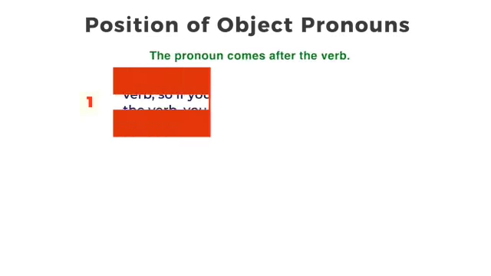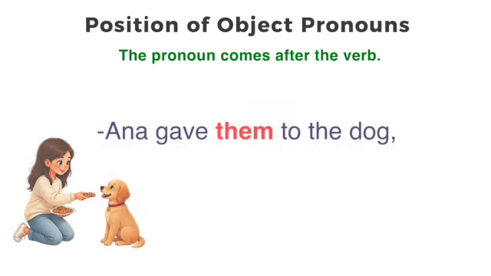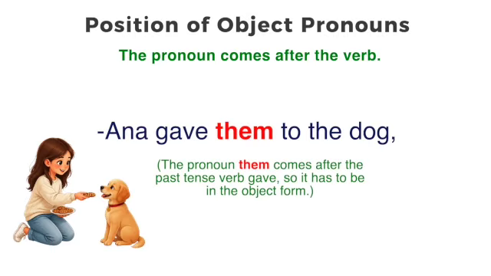Position of object pronouns. 1. The pronoun comes after the verb. In English, objects always come after the verb. So if you're putting a pronoun after the verb, you know it needs to be the object form. For example, Anna gave him to the dog. The pronoun him comes after the past tense verb gave, so it has to be in the object form.